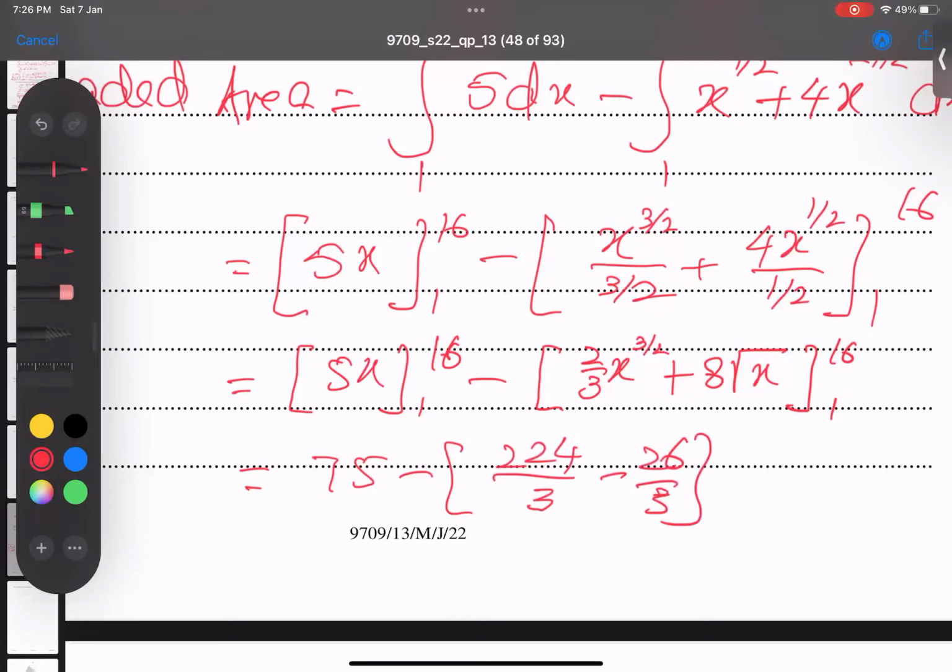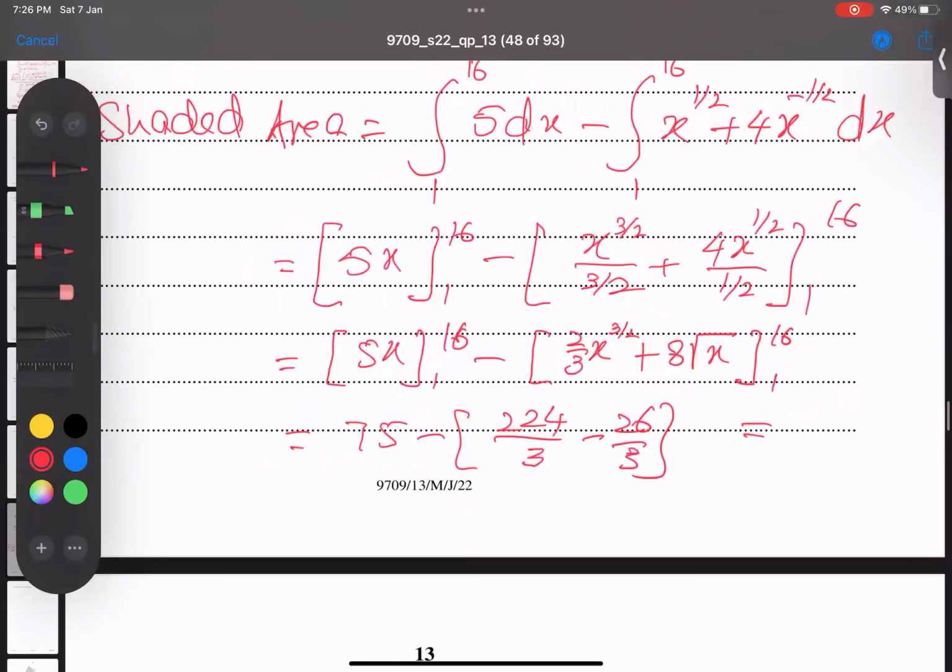And finally, what I get as the answer, I'm going to write now. 75 minus 224 divided by 3 minus 26 divided by 3. And the final answer is coming 9 unit square. So alhamdulillah rabbil alameen, the concept is completely clear.